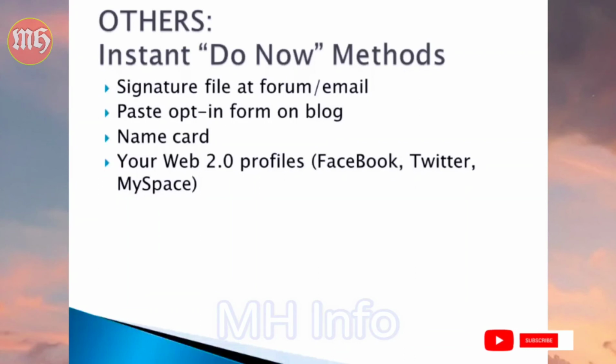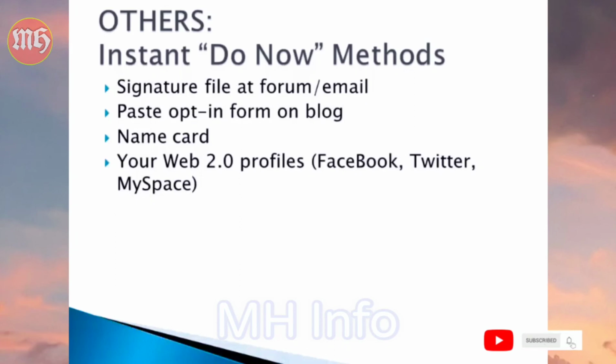Another instant do now method to get new subscribers is that if you already own a blog or website, you can add an opt-in form. If you go to sites like johnchow.com, you will see that he has put in an opt-in form there, and there are a lot of sites like this, professional bloggers that have an opt-in form. This is so that he can start getting subscribers from his visitors. If you're an offline person instead and use name cards like me, you can also place your website URL in your name card. Don't forget your Web 2.0 profiles like Facebook, Twitter, and MySpace, where you can insert your website URL and talk a little bit about your business.